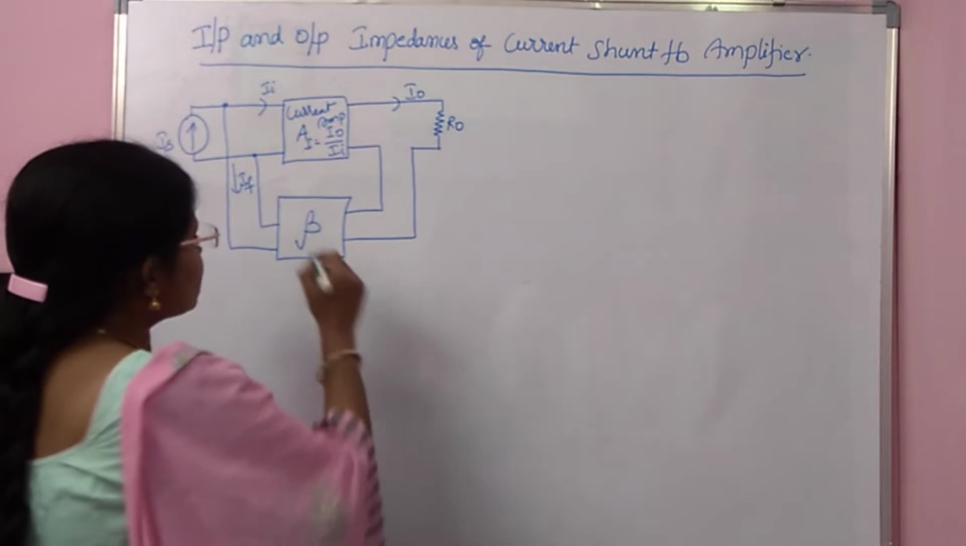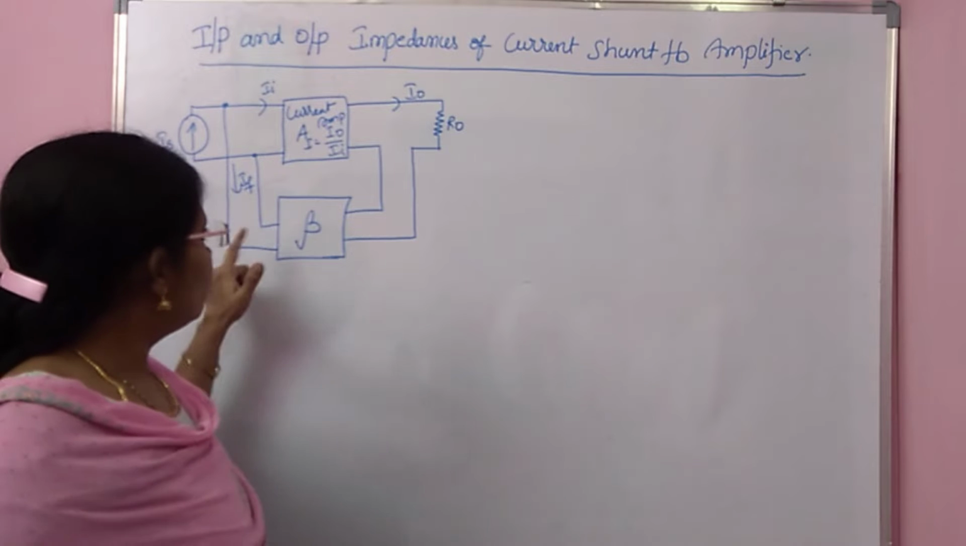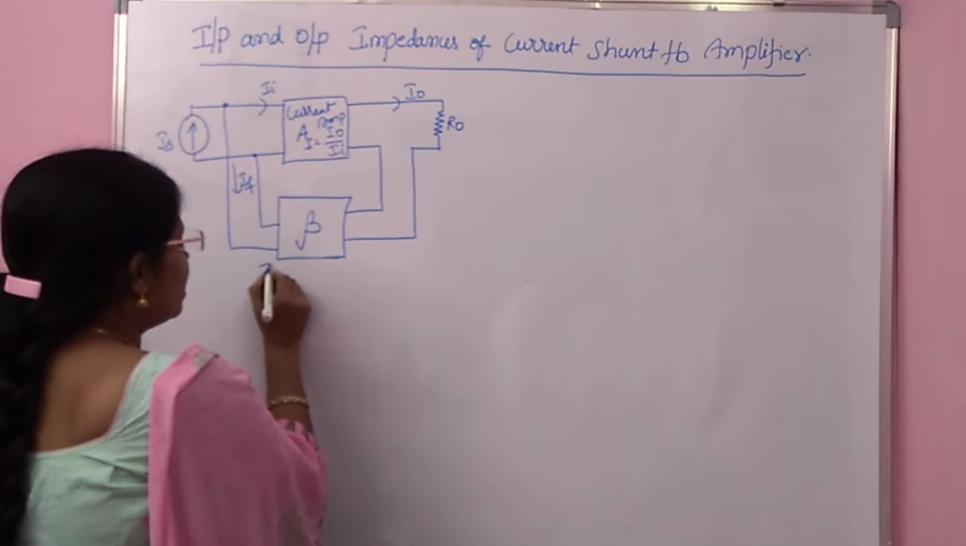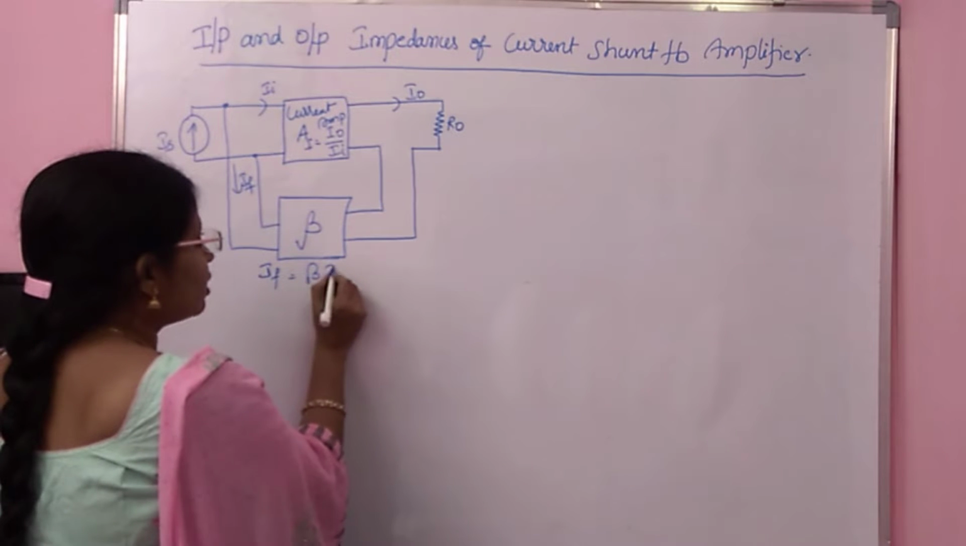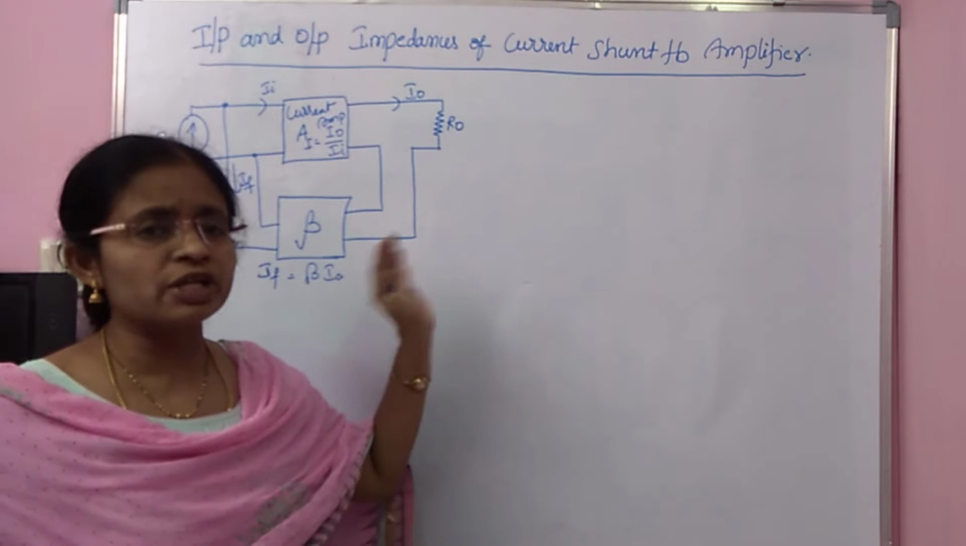Now if you see beta, what is the input for beta? The input for beta is I0. What is the output from the beta network? IF. So what is IF? IF is equal to beta I0. So this is about the block diagram of the current shunt feedback amplifier.